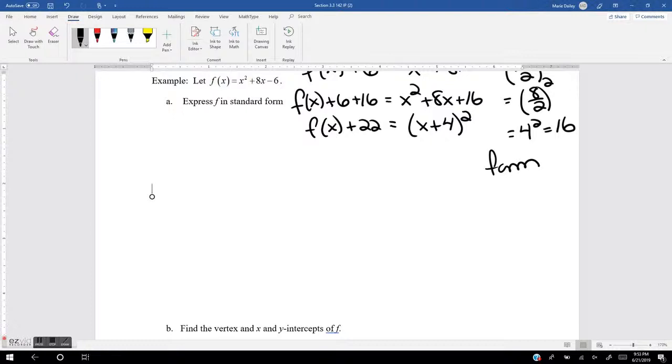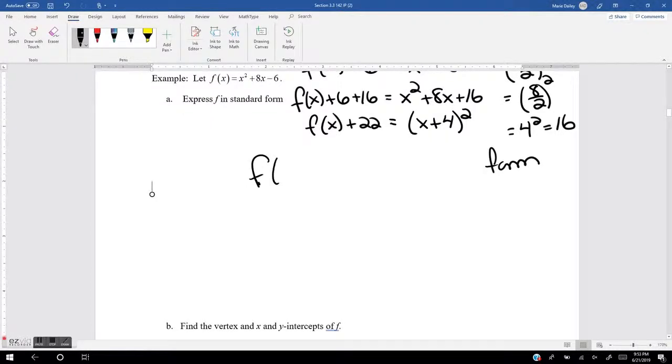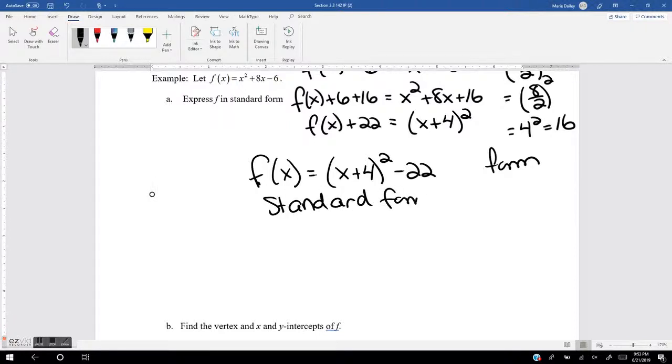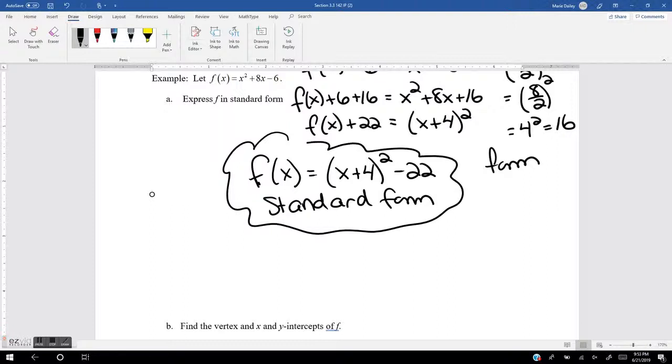So to get it completely into standard form, we're going to go ahead and subtract the 22 over to the other side to give me then (x + 4)² - 22. This then is in standard form. Okay, and we can then use that to get some very valuable information.